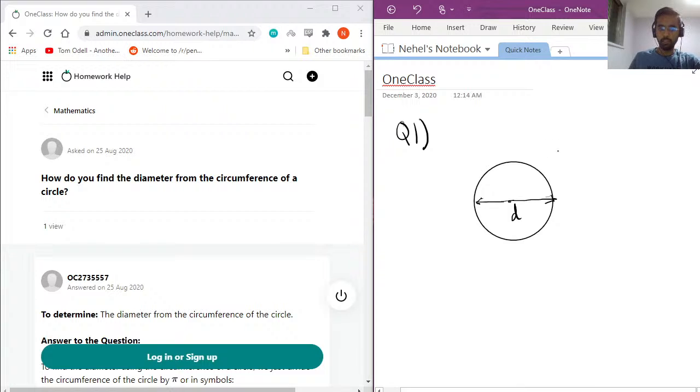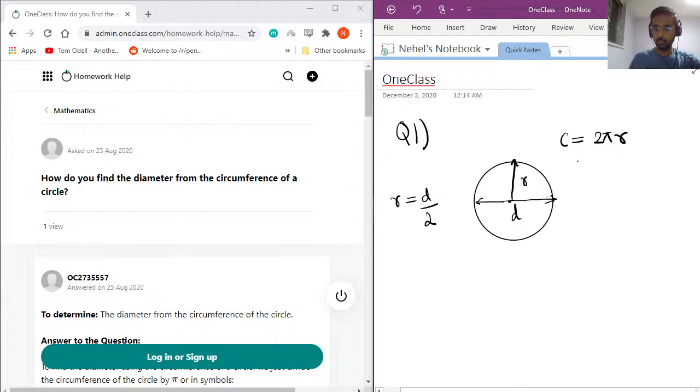If we recall the formula for the circumference of a circle, circumference is equal to 2 pi r. So in our case, circumference, which is c, is already given. So all we need to do is find an expression where we can express d, which is the diameter, in terms of the circumference. If we look at the image more carefully, we know that the radius is nothing but half of the diameter.